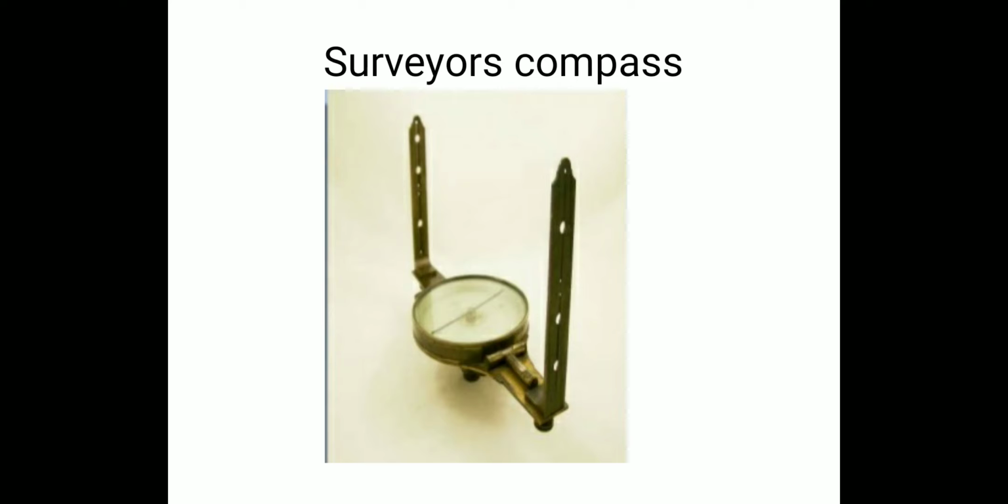In the case of the surveyor's compass, we get bearings with reference to north and south, and in the case of the prismatic compass, we get bearings with respect to north. The difference between the prismatic compass and the surveyor's compass is important. Please make a note of it.